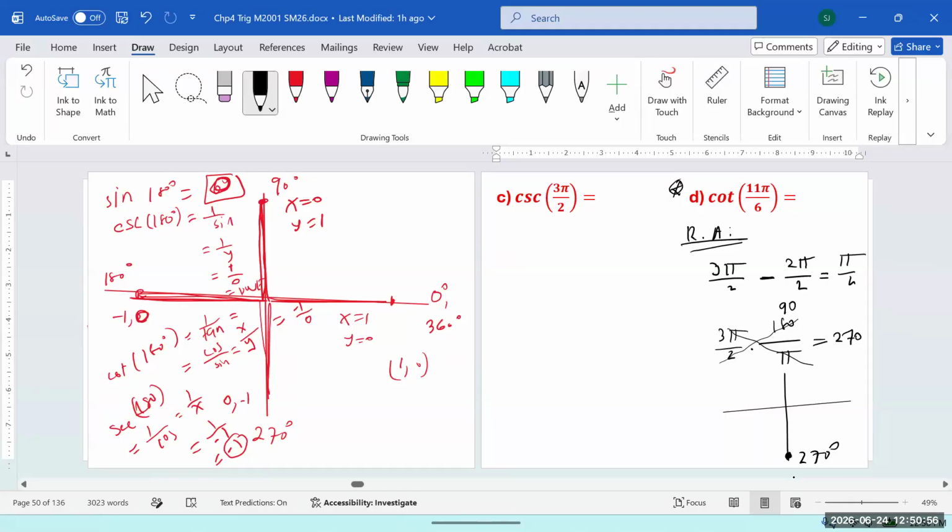That means we don't need any triangle. We already know the answer. In this quadrant, in this angle, how much is the x value? 0. And how much is the y value? -1. Now cosecant, by using sine and cosine, it's 1 over what? 1 over sine means 1 over y. So based on this, what do you get? 1 over -1. So what is our final answer? -1.